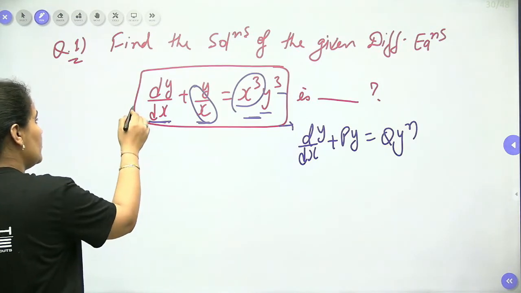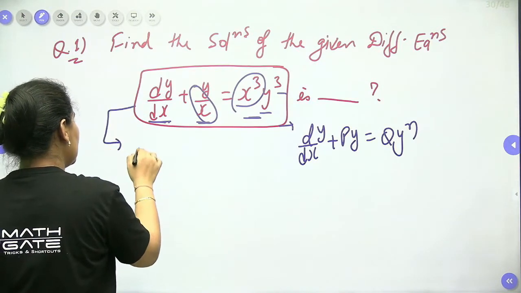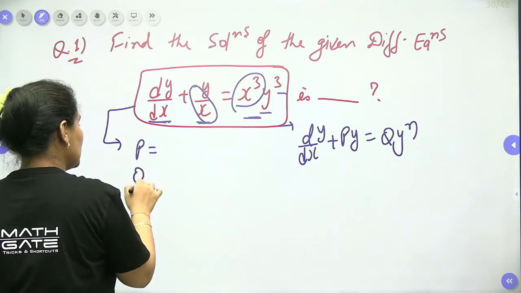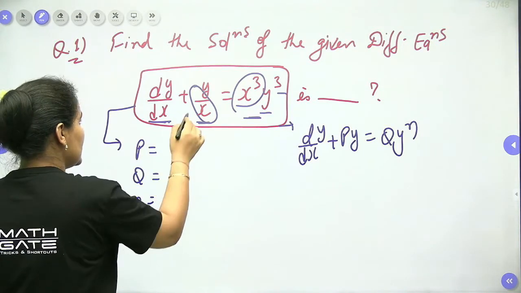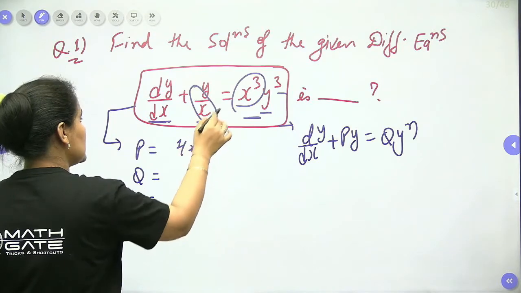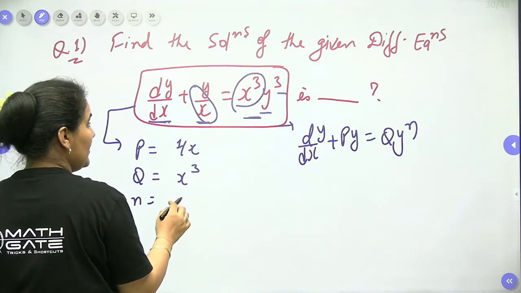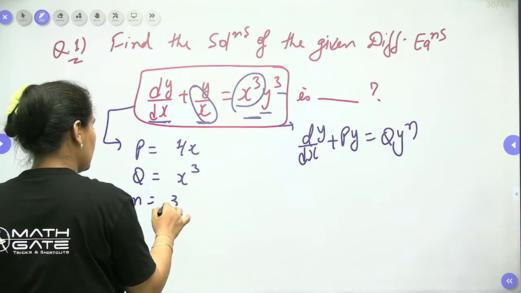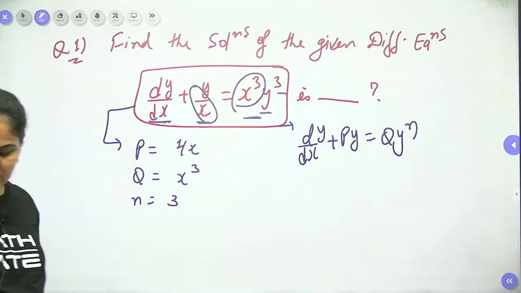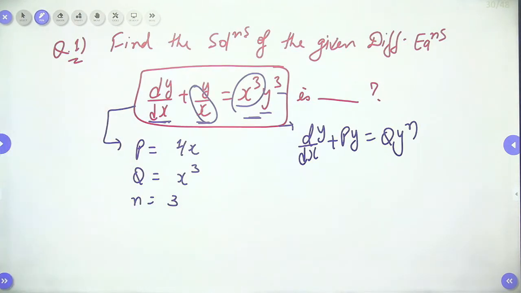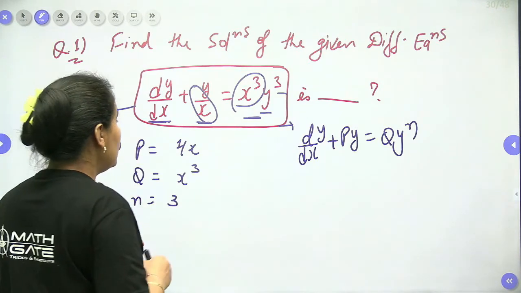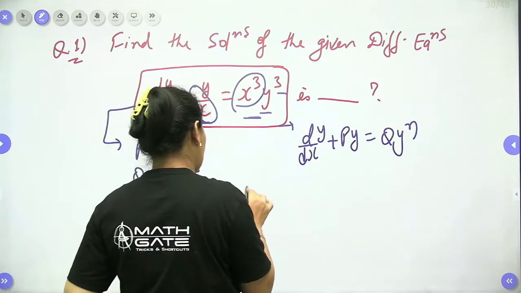As I already told you, whenever you have a differential equation like this, you have to write down three things: p, q and n. P is 1 by x. Q is x cube. N will be 3 only, right? So we have exactly p, q and n. Let's approach the integrating factor first.